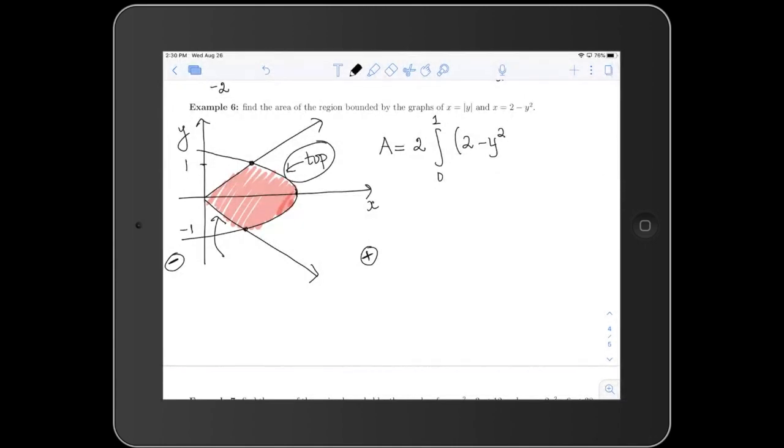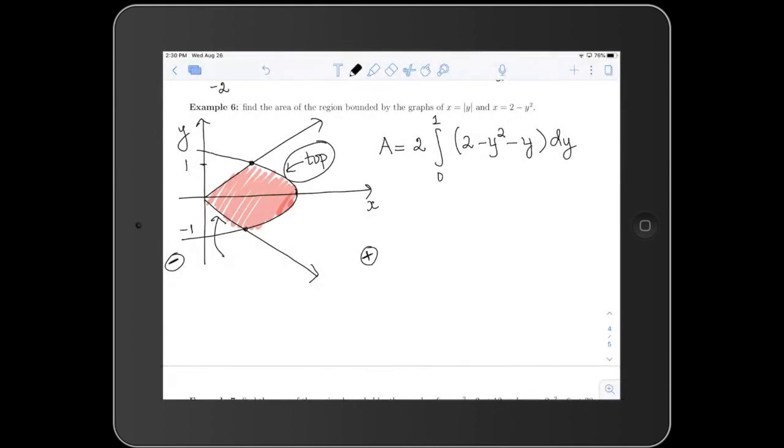Okay, so what do you plug in here? Can we plug in absolute value of y? We can't do that, right? We have to plug in either y or negative y, depending on which side we're on. From 0 to 1, since y is positive on this side, that means we just plug in y dy.